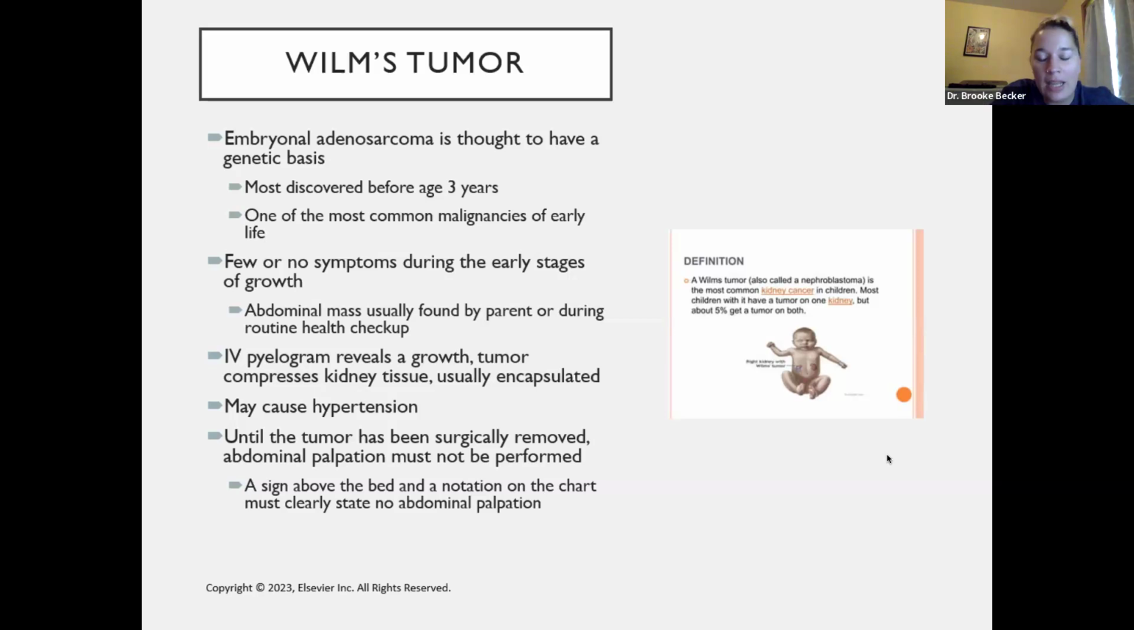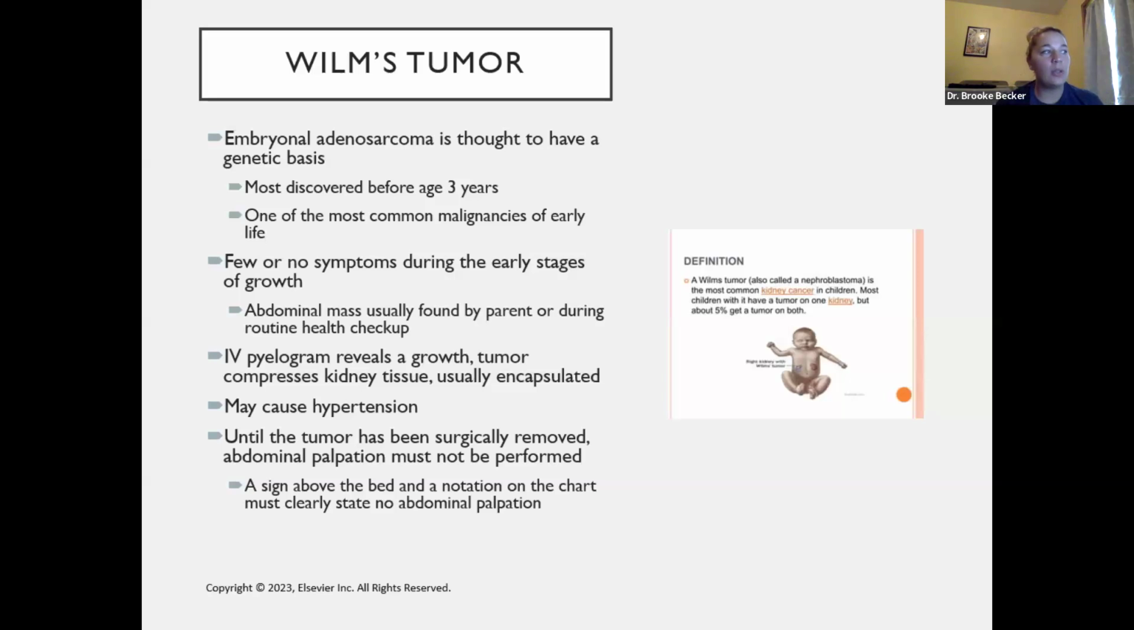Most commonly it occurs before age 3. A lot of times they have no symptoms during early growth, like they grow appropriately. They don't really have any delays. And then usually what happens is parents all of a sudden find, like, they might be tickling their belly or changing them, and they push on their belly and they feel a tumor. Okay.